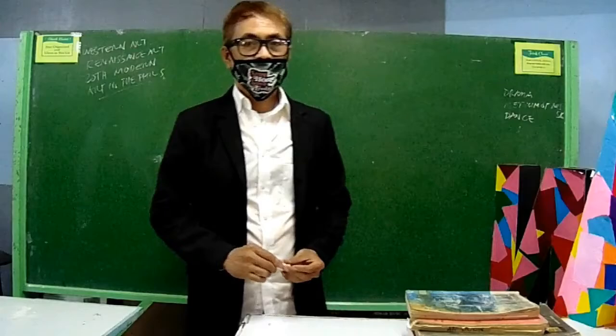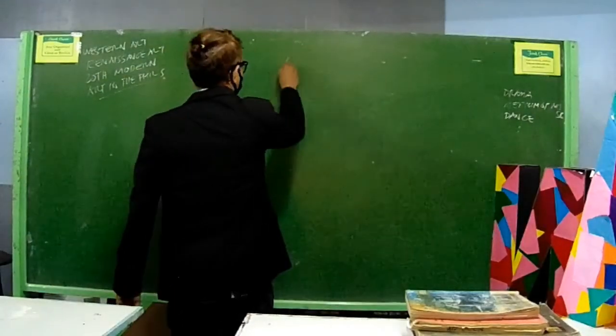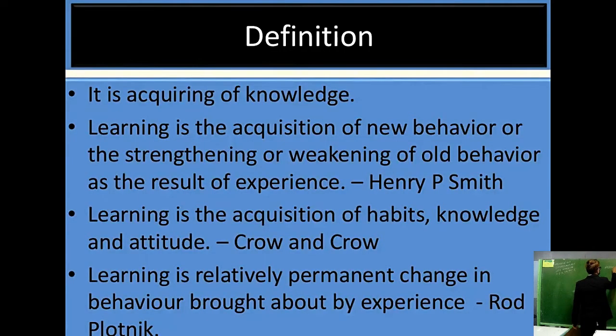Definition: it is the acquiring of knowledge. Learning is the acquisition of new behavior or the strengthening or weakening of old behavior as the result of experience. Learning is the acquisition of habits, knowledge, and attitude. According to Crow, learning is a relatively permanent change in behavior brought about by experience. According to Plotnick.